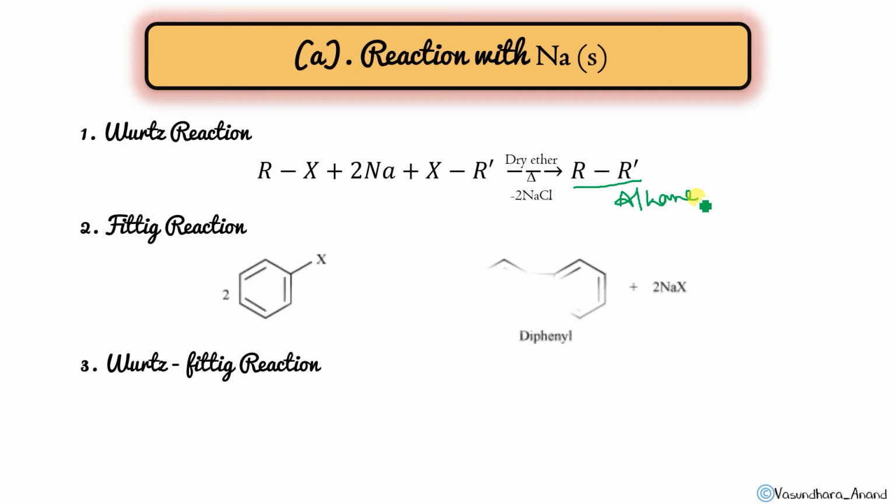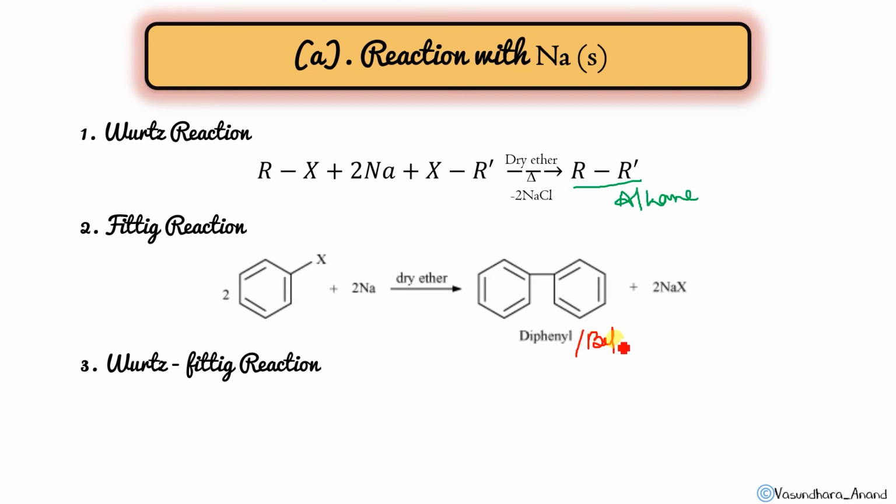Next is the Fittig reaction. What does the Fittig reaction mean? If this is the benzene ring, and if chlorobenzene is there with sodium and dry ether, then the benzene ring will be doubled. And this is going to give you diphenyl, or you can say biphenyl. No issue in this. It is a very simple reaction.